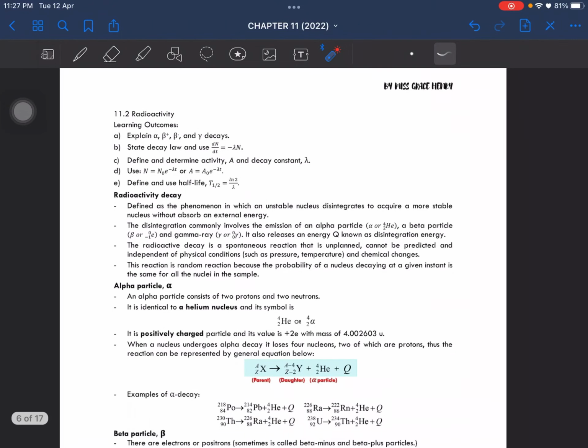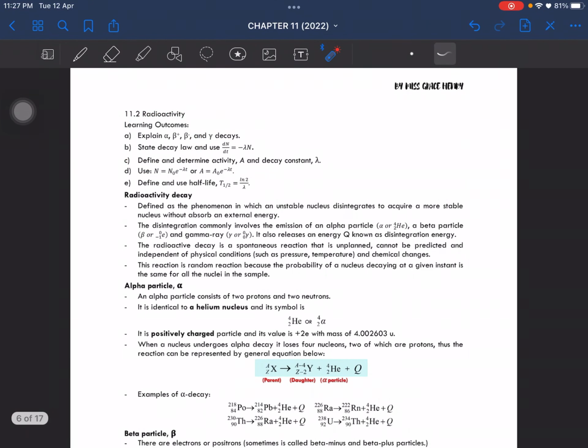Second subtopic, which is on radioactivity. In this subtopic, you have to be able to explain what alpha, beta plus, beta minus, and gamma decays are. State the decay law and use this equation here. Define and determine activity, A, as well as the decay constant. And use these two equations, as well as define and use the half-life equation.